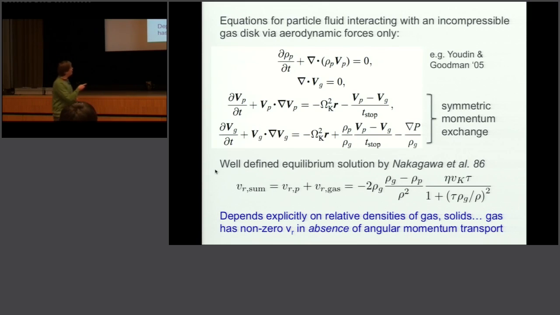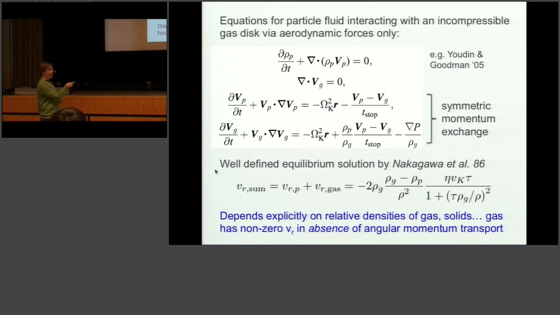So you see they involve the difference between the particle velocity and the gas velocity divided by the particle stopping time. But now we don't just consider the particle momentum equation, we also consider the gas momentum equation, which has basically the same term with the opposite sign. Okay? And the strength of this gas feedback, of course, depends on the local density of the particles and the local density of the gas.